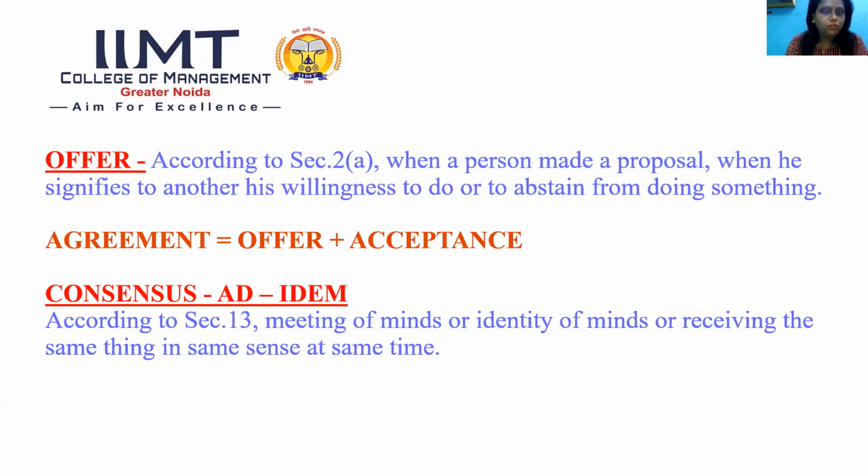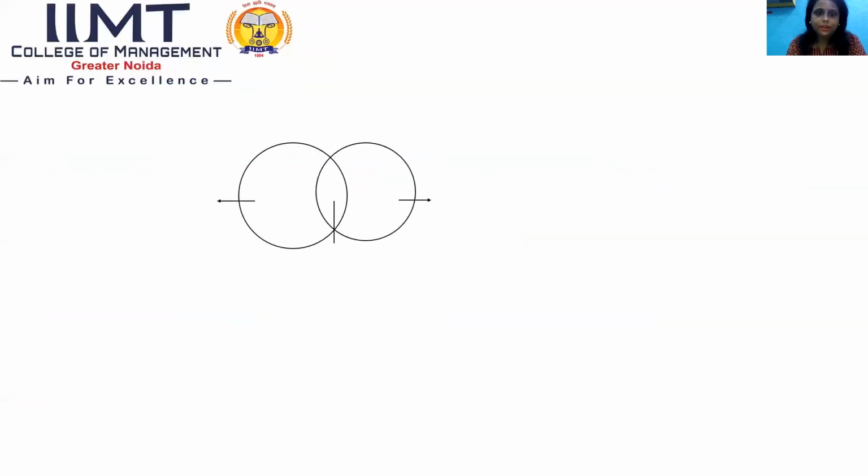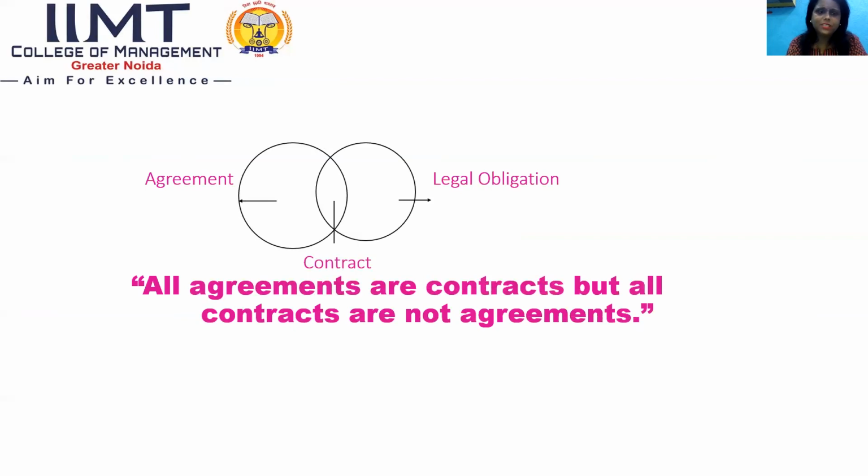Now, what is the meaning of offer? According to Section 2(a), when a person makes a proposal, he signifies to another his willingness to do or to abstain from doing something. Agreement is equal to offer plus acceptance. What is consensus? According to Section 13, it is the meeting of minds, or identity of minds, meaning receiving the same thing in the same sense at the same time. That is called consensus. Agreement plus legal obligation is called contract. So all contracts are agreements, but all agreements are not contracts.